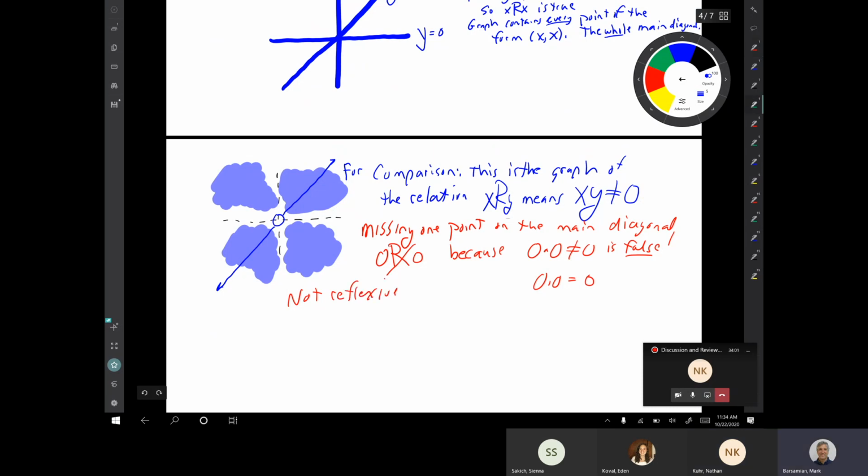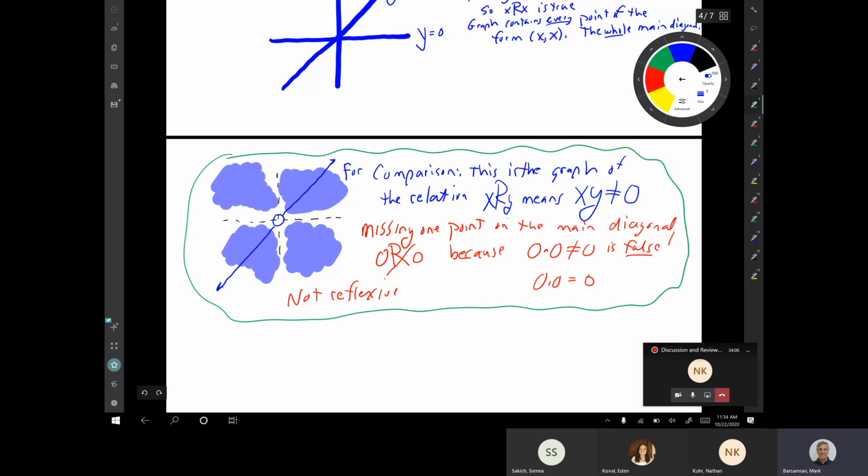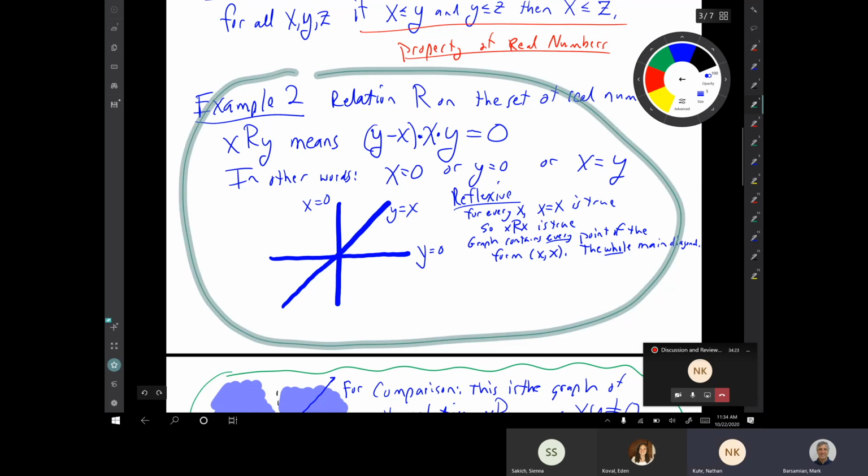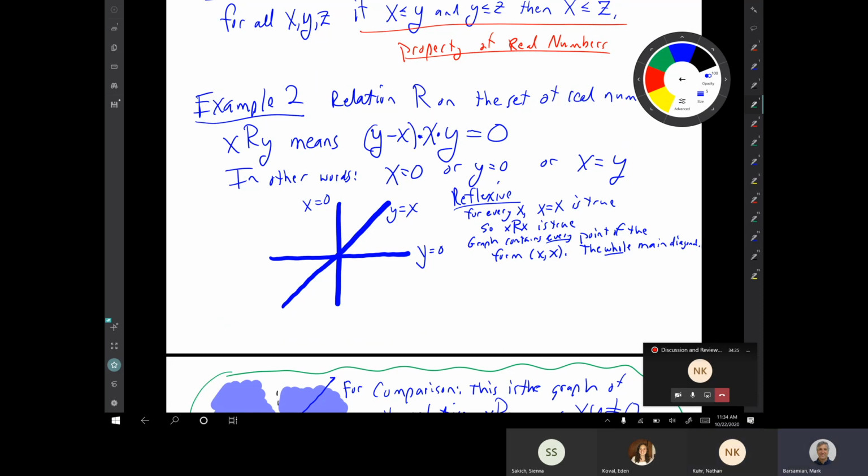So this is just a reminder that when you look at the graph, when you're looking for reflexivity, you're making sure that every point on the main diagonal is in the relation. All right, so on to symmetry. Is this relation symmetric? Can you explain in terms of the graph, and can you explain in terms of the definition, the equations?